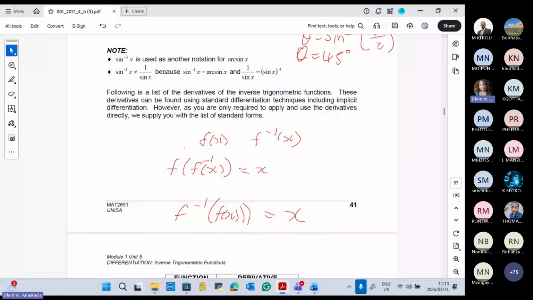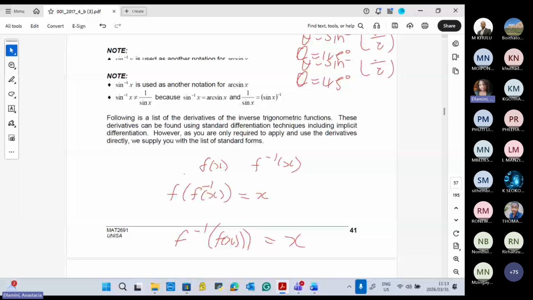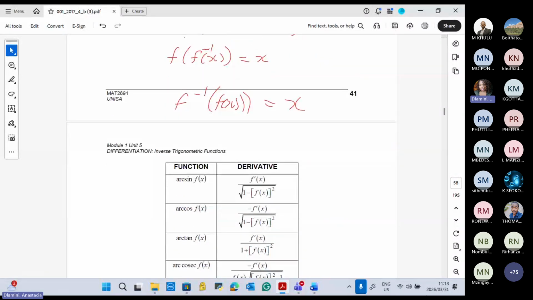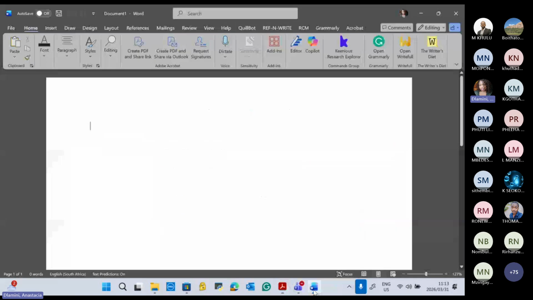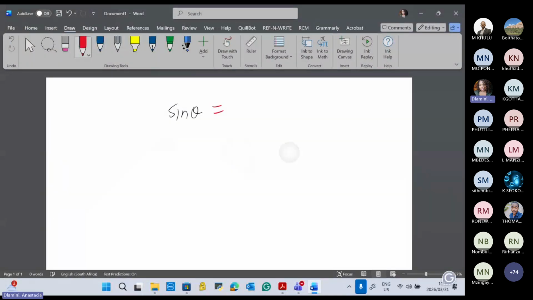That is why, when you were told to find sine of theta is equals to √2/2, what you actually did is take the inverse, arcsine, of both sides.